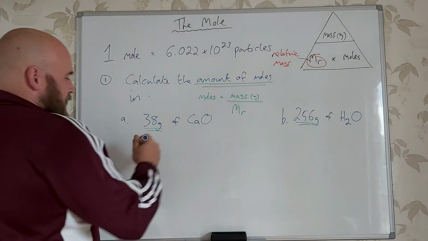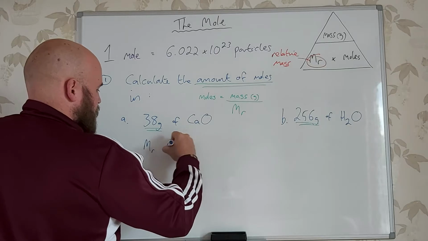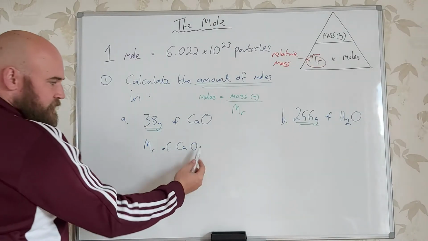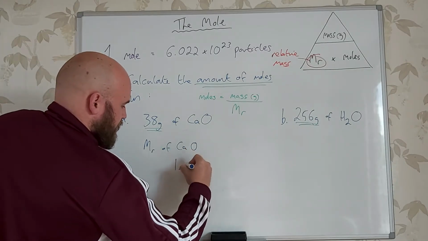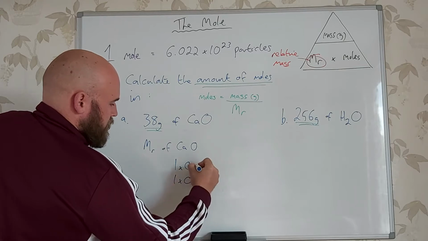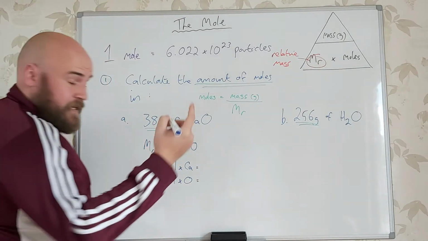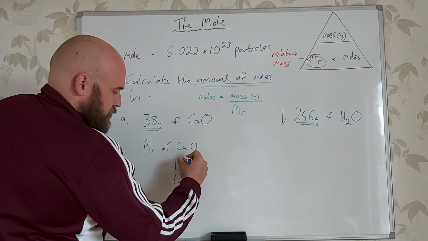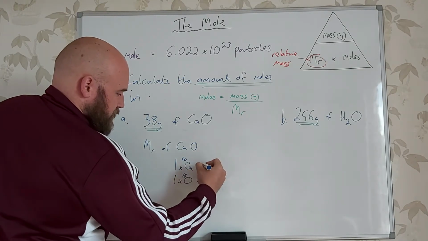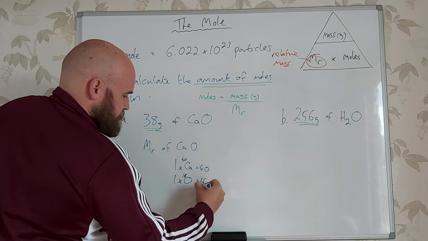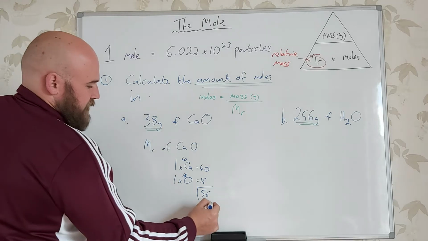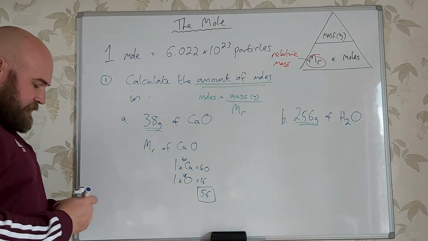So I need to work out the MR of calcium oxide. So what I've actually got here in this formula, I've got 1 calcium atom, 1 oxygen atom. Check the periodic table for the top number in each box. Calcium weighs 40, oxygen weighs 16. So the MR of calcium oxide is 56.